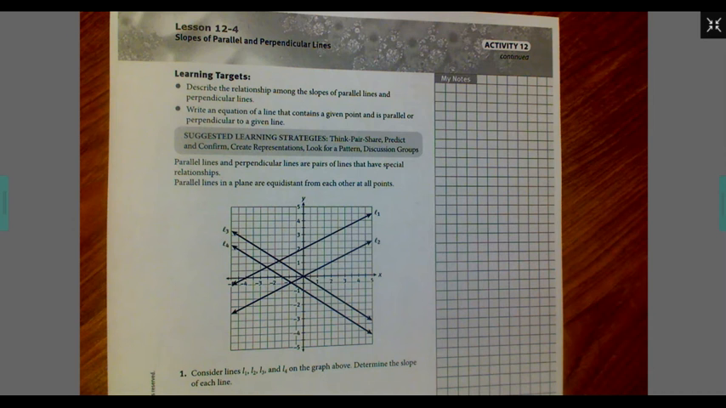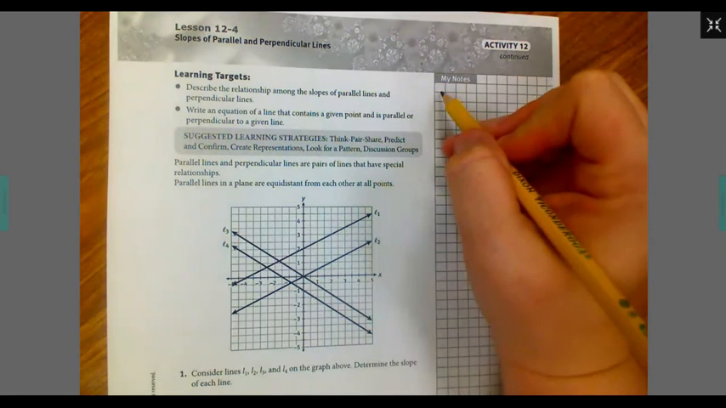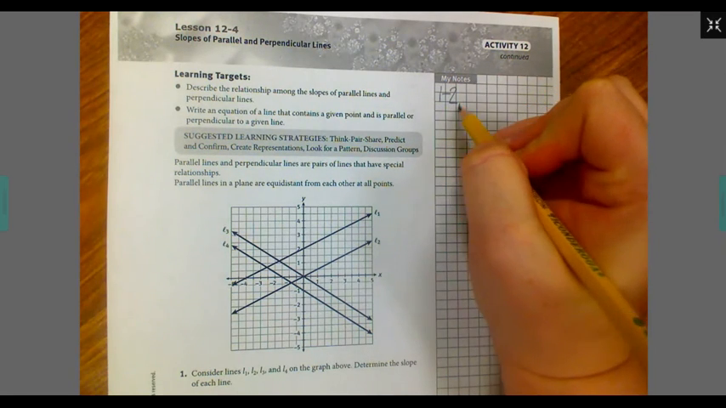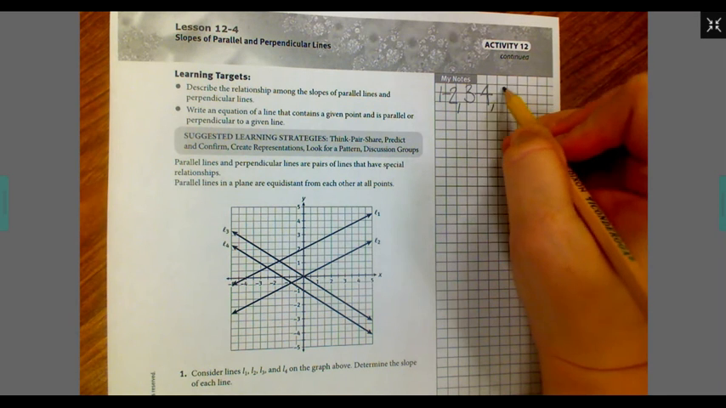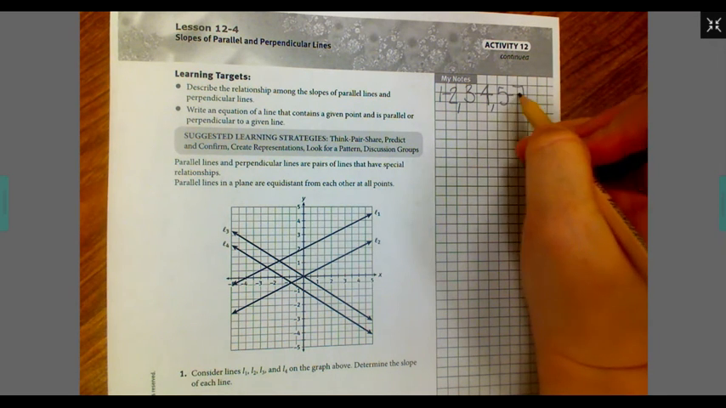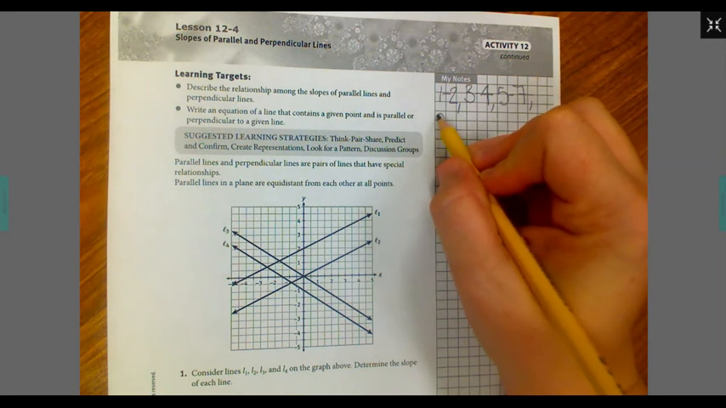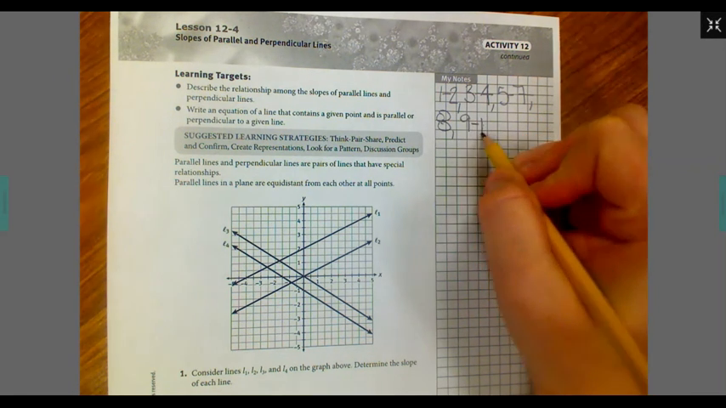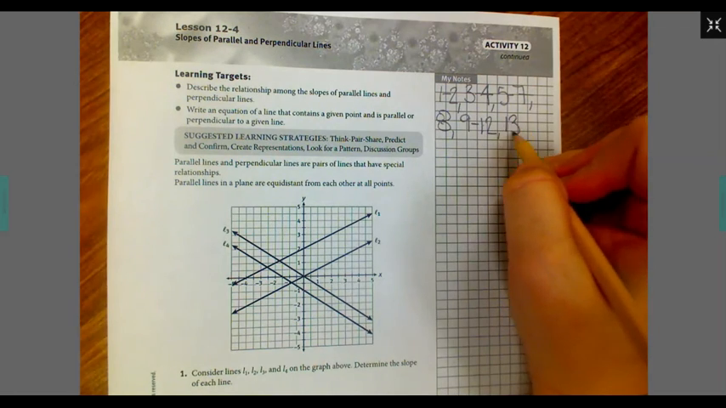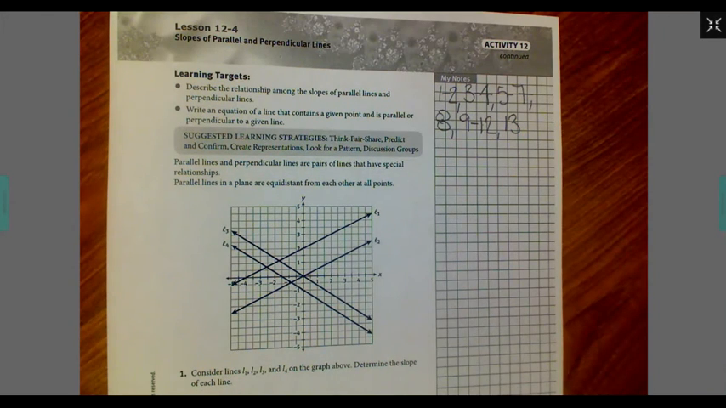Today we will be covering lesson 12-4 on slopes of parallel and perpendicular lines. This lesson will be chunked into 6 parts. The first section will cover questions 1 and 2. Then we'll be covering questions 3 to 4. Third, we'll be covering questions 5 to 7. Question number 8 only. Question 9 to 12. And then we'll round this lesson out with question number 13.